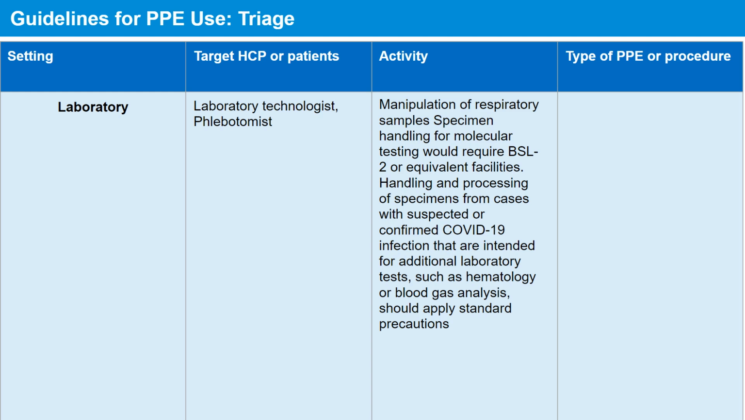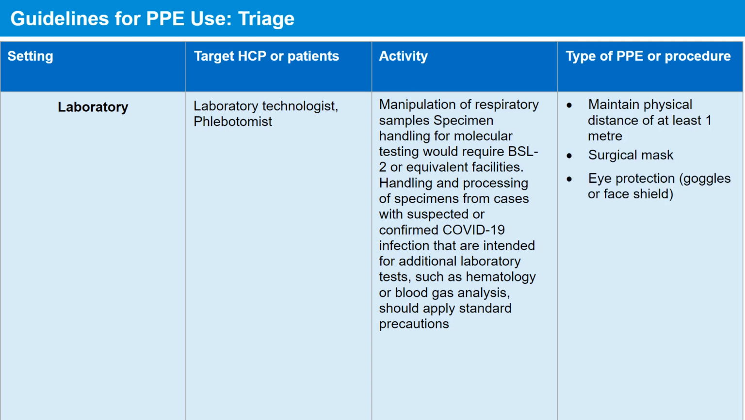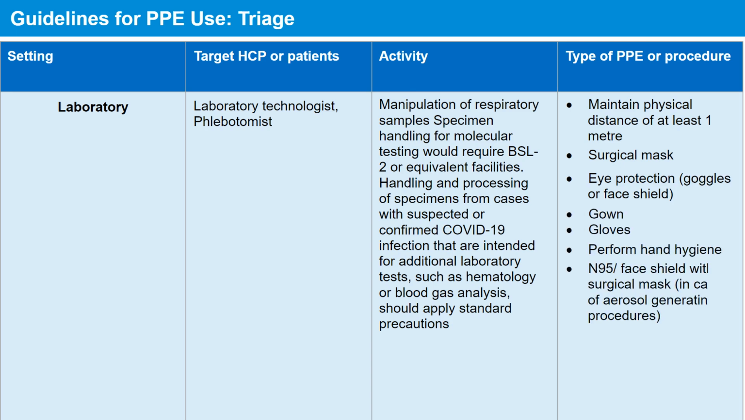Laboratory technologists and phlebotomists should apply standard precautions, which include maintaining physical distance of at least 1 meter, wearing surgical masks, wearing eye protection such as goggles or face shield, wearing gowns and gloves, performing hand hygiene, and wearing an N95 mask or face shield with surgical mask in case of aerosol generating procedures.